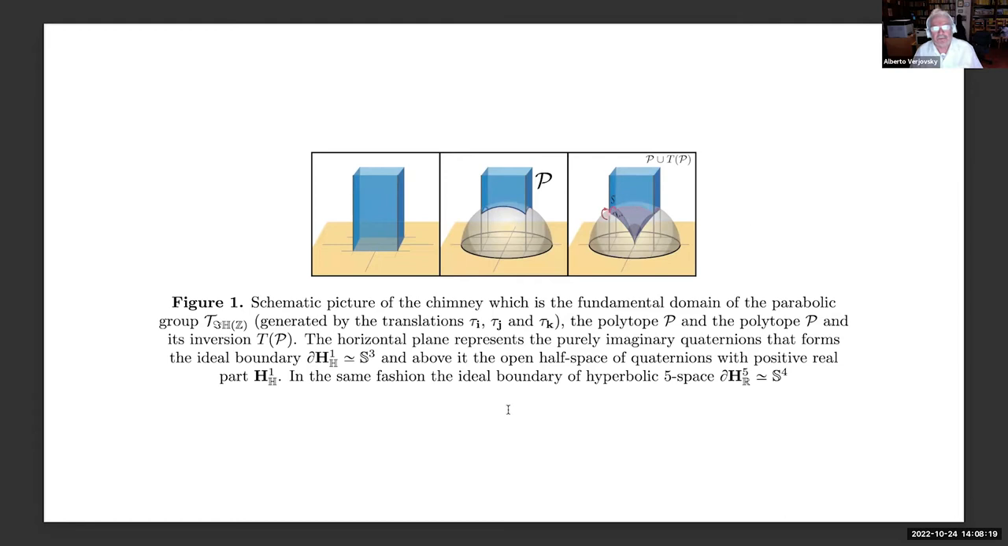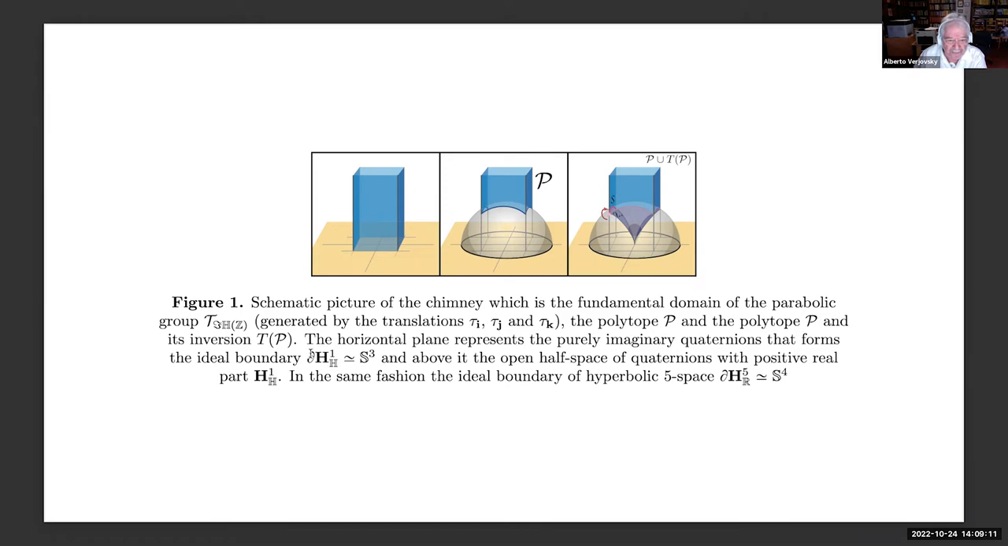Here I show a picture. If you remember the classical fundamental domain of the modular group PSL(2,Z) acting on the upper half plane, this is a domain between two parallel lines and a semicircle. In fact, the groups I'm about to describe have fundamental domains that are very similar geometrically. They have a dome, which is a three-dimensional or four-dimensional half sphere, and sort of walls, vertical walls, as in the case of the modular surface. So these are schematic pictures of the fundamental domains.